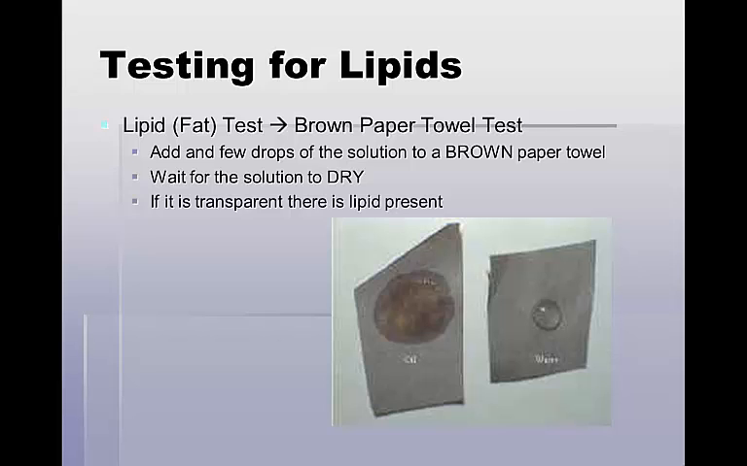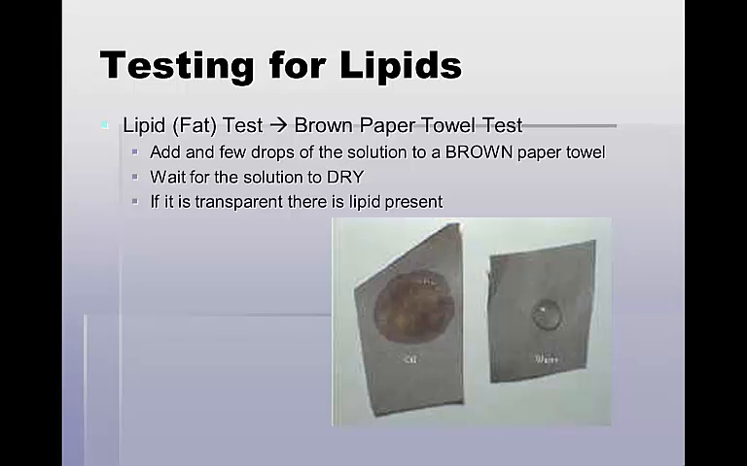Now, the organic compound test for lipids is probably the simplest test of them all. It's the brown paper towel test. You've run a brown paper towel test in your everyday life if you've ever gone to a fast food restaurant and gotten a brown paper bag with French fries in it. And you know if the oil from the French fries gets into the bag, it gets a little bit translucent. To run the brown paper towel test, you simply put a few drops of your solution on a piece of brown paper towel. It is very important that it is brown paper towel. This will not work on some of the white paper towel we have in class.